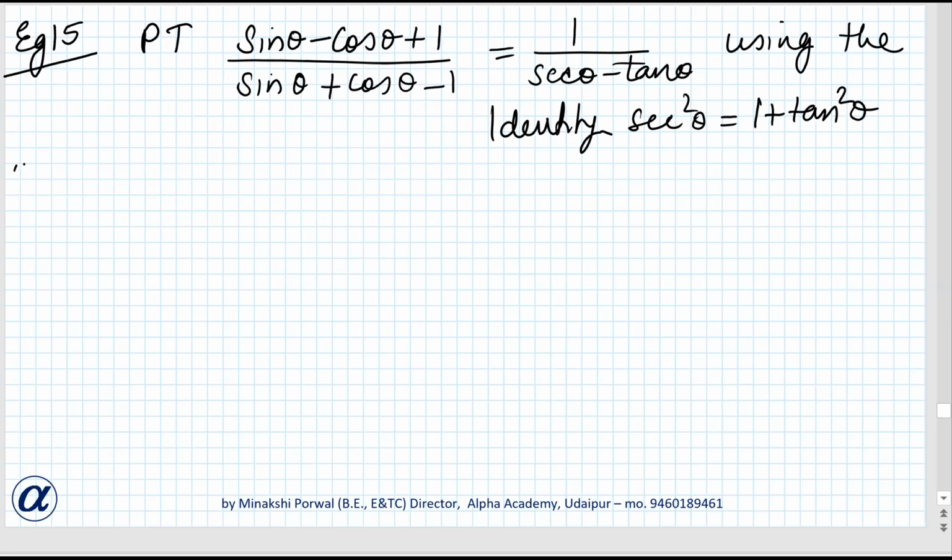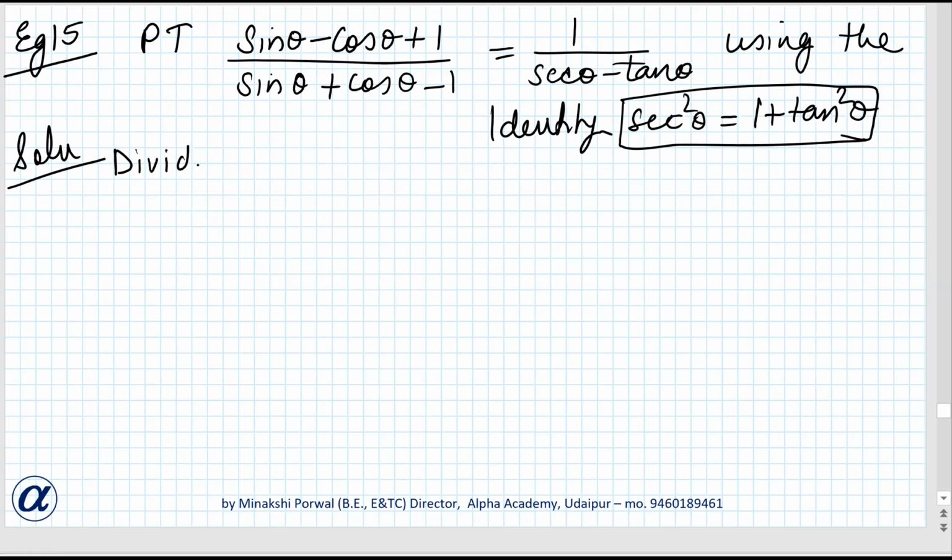First thing, whenever we are given an identity, like here the sec square theta and tan square theta identity, I have to think in that manner only, how can I convert this to either sec theta or tan theta. So first step, can anybody guess what should be the first step? Ma'am, by dividing by cos theta. Good. Dividing numerator and denominator by cos theta.